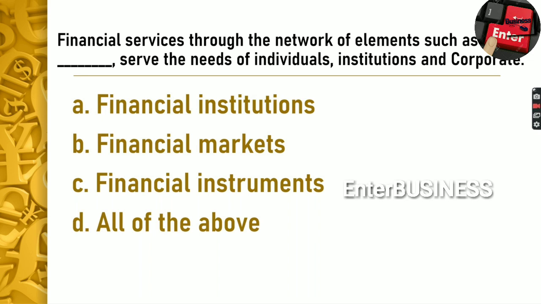Option A, financial institutions. Option B, financial markets. Option C, financial instruments. Option D, all of the above. So the correct answer is all of the above. So financial institution, financial markets, and financial instruments.